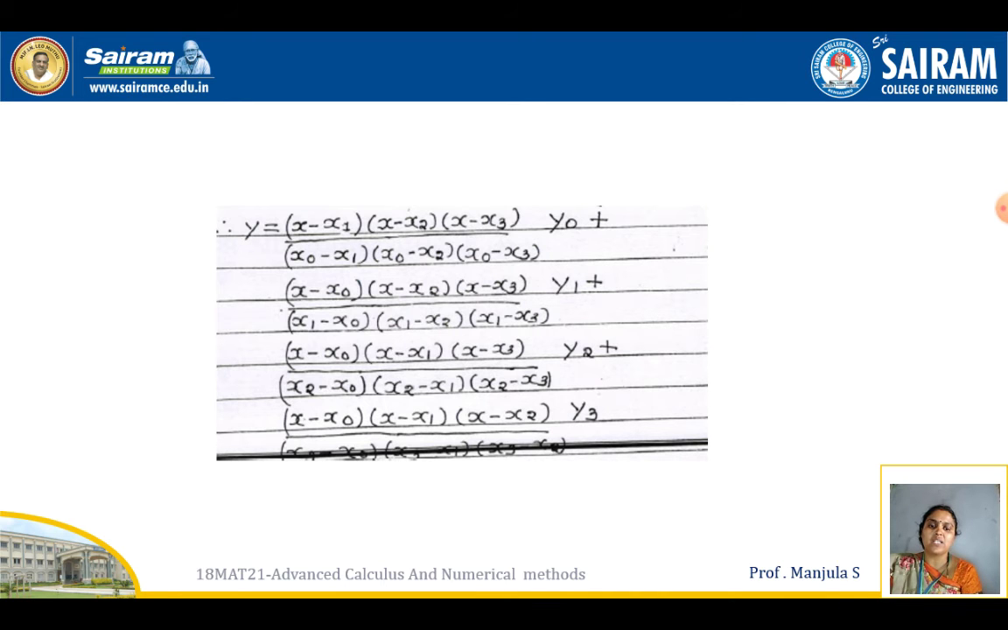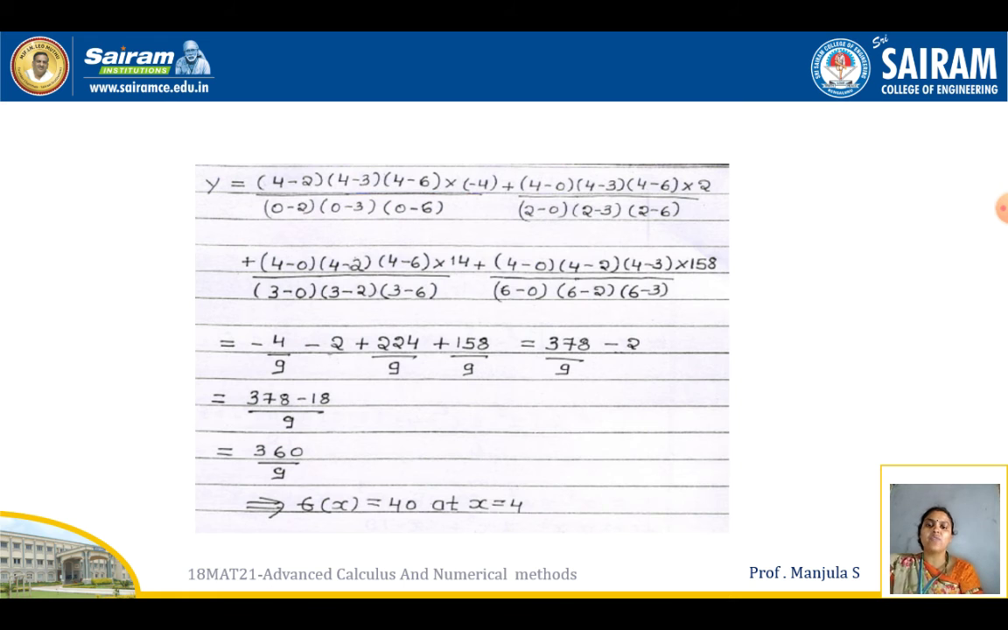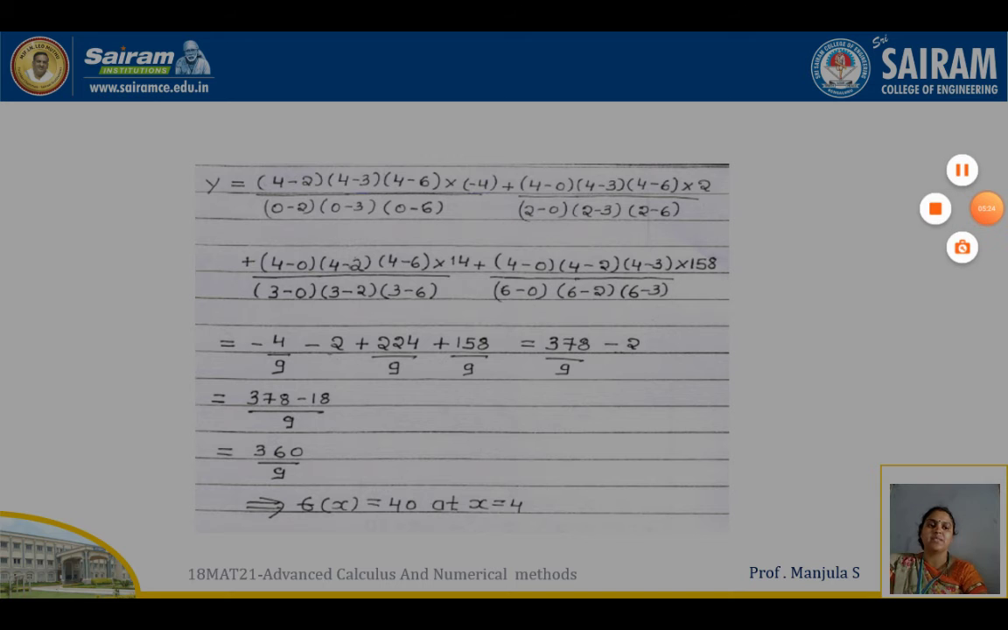In the numerator x3 is missing, so that term comes in the denominator: (x3 minus x0)(x3 minus x1)(x3 minus x2), into y3. So like this we have to write the formula first.